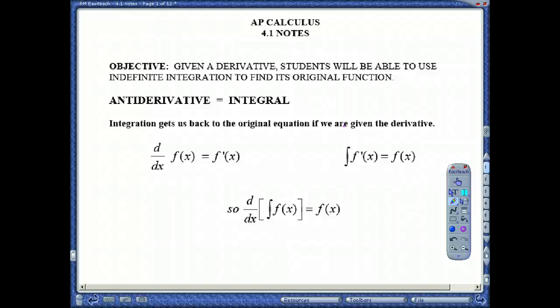AP Calculus section 4.1. Now the moment for the antiderivative. So instead of doing differentiation, we're going to be doing antidifferentiation. Now the antiderivative is also referred to as the integral. And I'll try to use those interchangeably so that you'll be able to know when you see antiderivative, it's actually the integral.